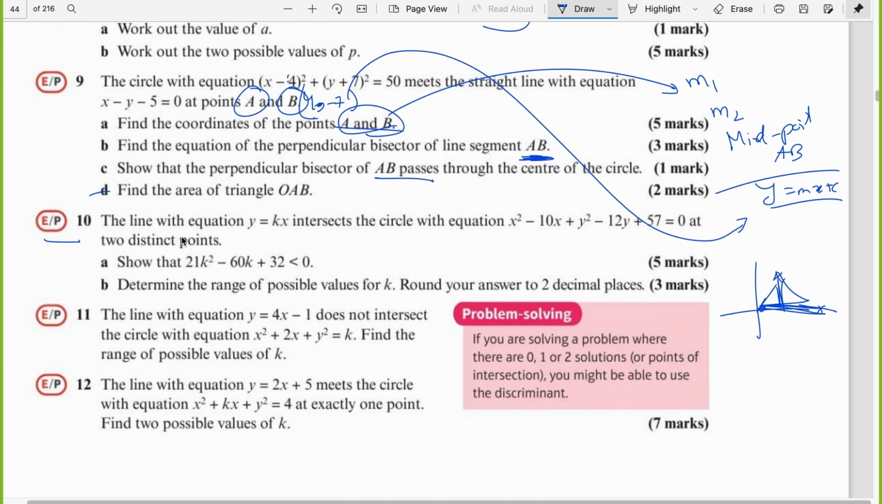Question 10. The line with equation y is equal to kx intersects the circle this at two distinct points. Show that. So we just substitute and use b squared minus 4ac greater than 0 as it intersects at two distinct points. Determine the range of possible values of k. You just solve this quadratic inequality and we'll get our answer. And do not forget to check, always put back the value and see if it is true for this inequality.